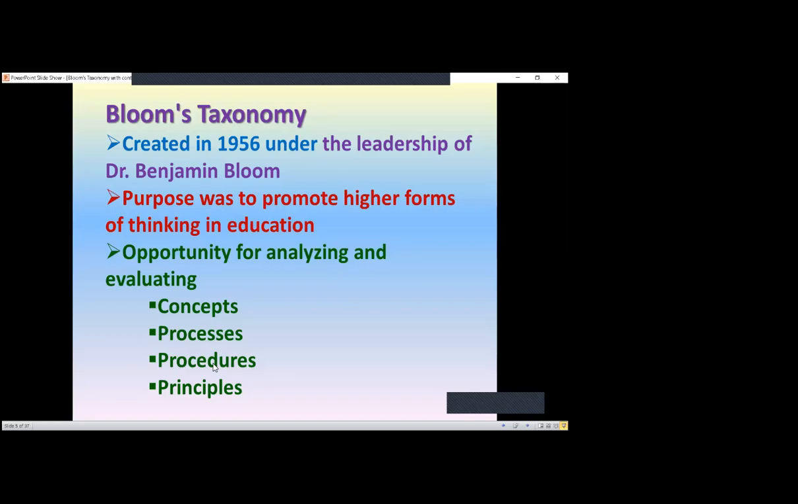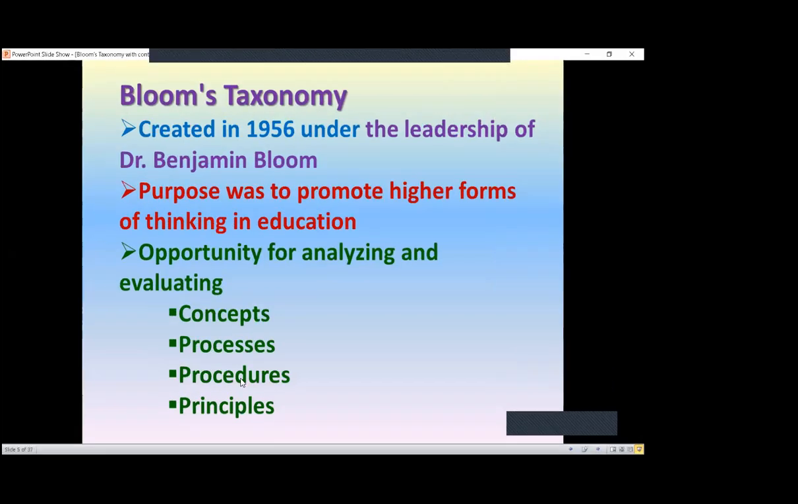Rote learning method. The students learn and they write in the examination. So here we are not empowering our students to think, to develop their higher thinking skills. So that was the main purpose of developing this Bloom's taxonomy.